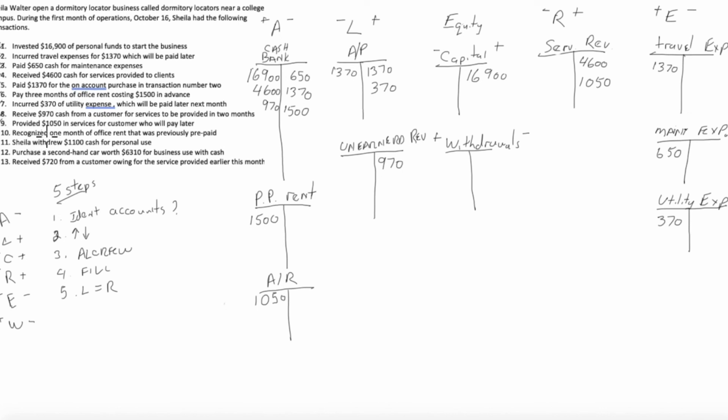Recognized, there's another one of those words. So what does that mean? Used, same as incurred, so used up. So used up 1 month of office rent that was previously prepaid. So remember we paid for 3 months rent. Well, now it's at the end of the month and we've used up that prepaid rent. Okay. So now what does that become? All right. So we know that was prepaid rent that we haven't used it, but now we've used up the rent.